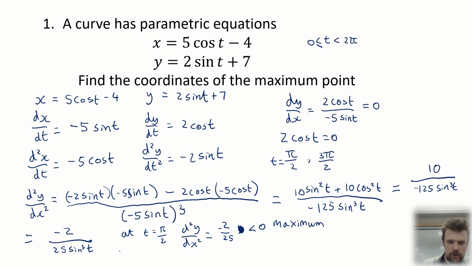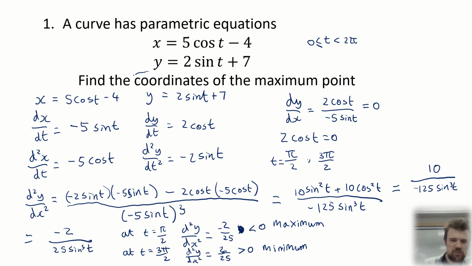Just to confirm though, at t equals 3 pi over 2, we can probably already guess what the answer is going to be. That's why I'm happy to do this. Minus 1 all cubed is minus 1, so it's positive 2 over 25. Okay, so because that's greater than 0, therefore it's a minimum. Surprise, surprise, who saw that coming?